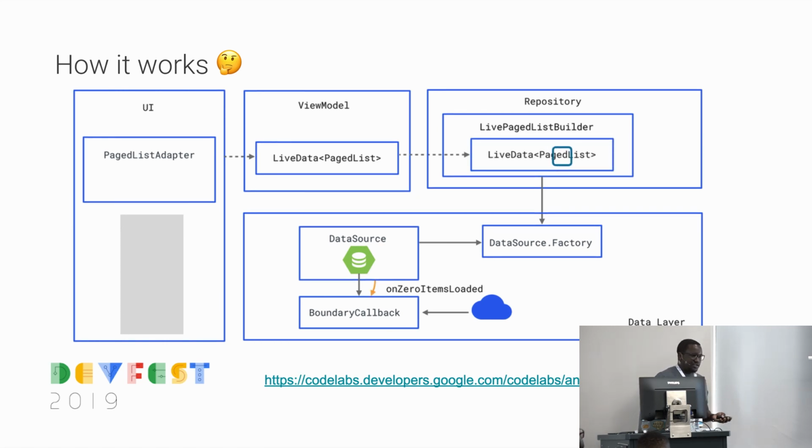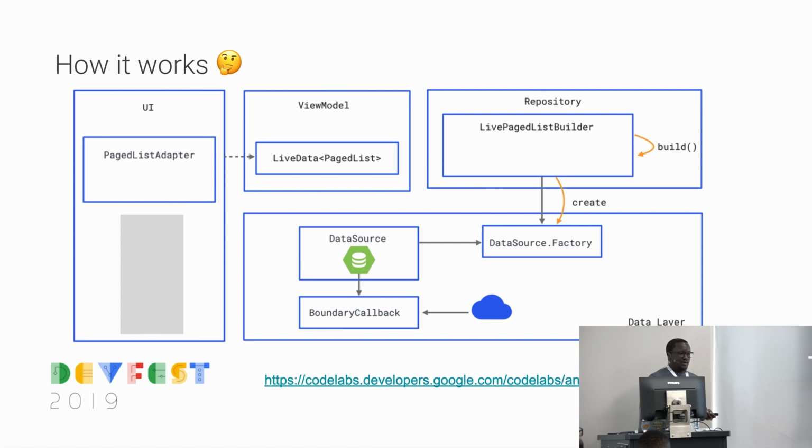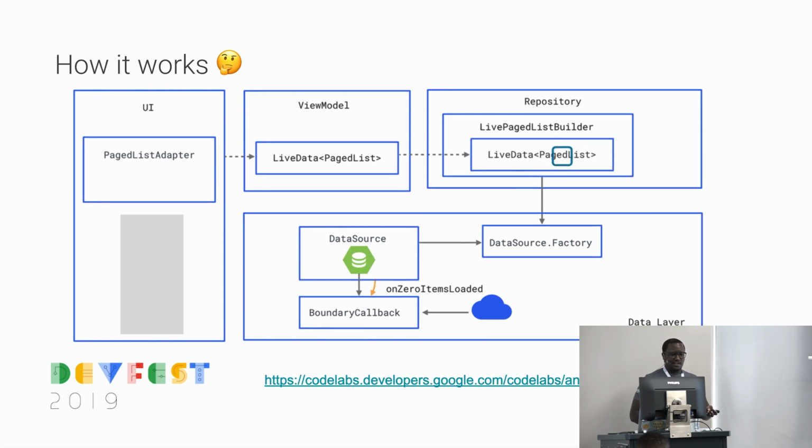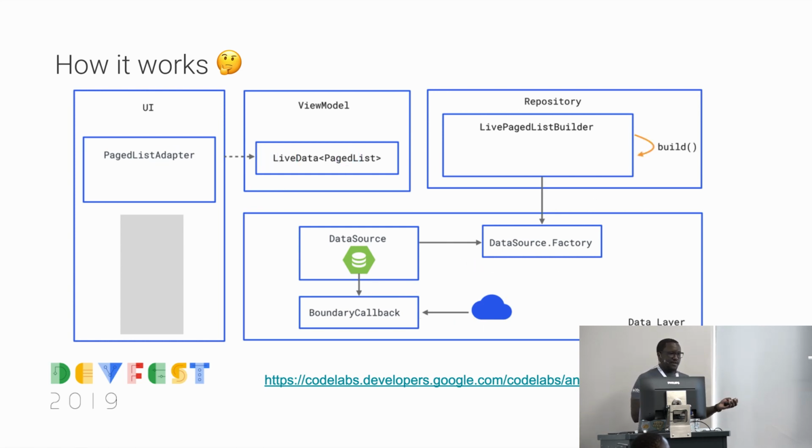So what we want to achieve here is to fetch information from the API and store it in the local database. From the local database, we can create a data source, which creates a snapshot of the data and feeds it to the data source factory, which creates your data source whenever you need, whenever the data source is invalidated. That pushes to the live data page list builder, which creates your page list and feeds it to the UI. And all the UI does is look at the data, no interaction, so all the changes happen magically.